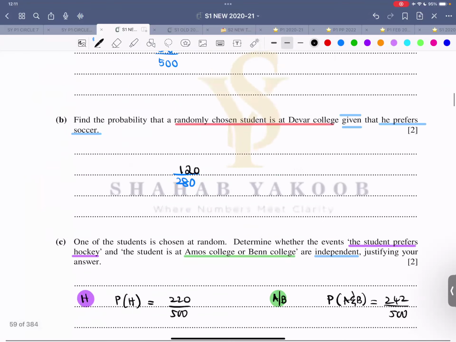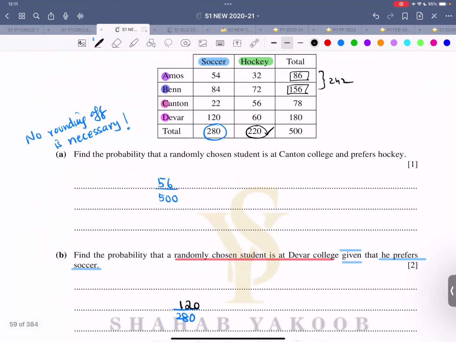I want you to double check also. Just double check these values. Hockey is 220 over 500. That is 220 over here. Let me underline this thing. So over here, I'm underlining this. That is 220. That is hockey. And these two add up to 242.